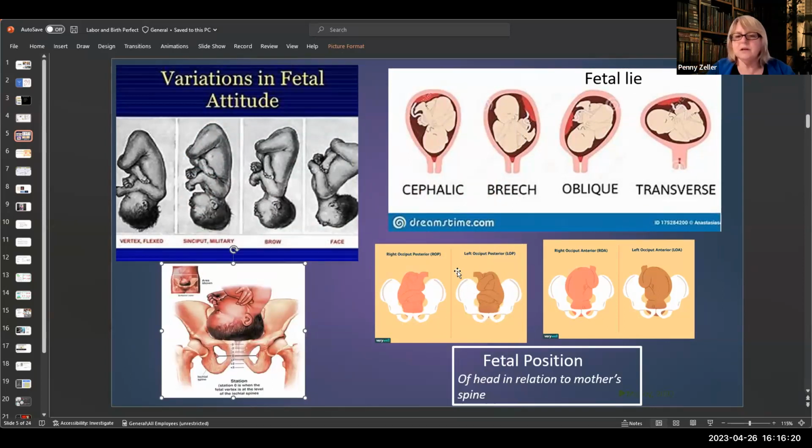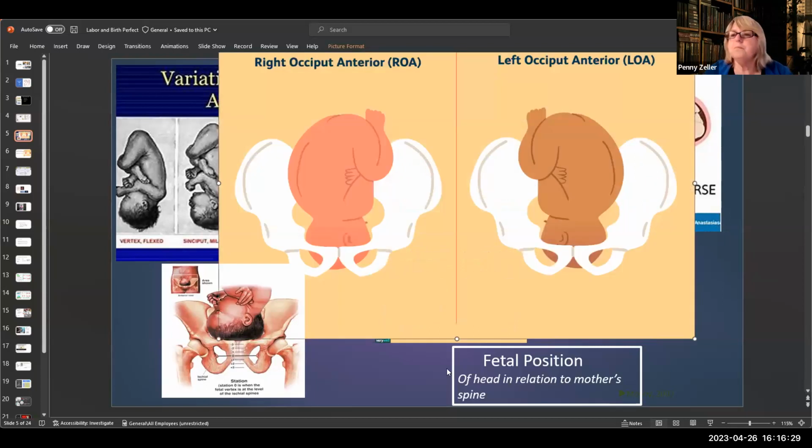And then the position. Now this is about, where is the baby in relation to the mother's spine? Some of you might have heard the term back labor. In other words, a lot of labor pain is felt in the back. This can be attributed to baby's position. So for position, we're talking about cephalic lie, in other words, head down. The back of the head is the point of reference.